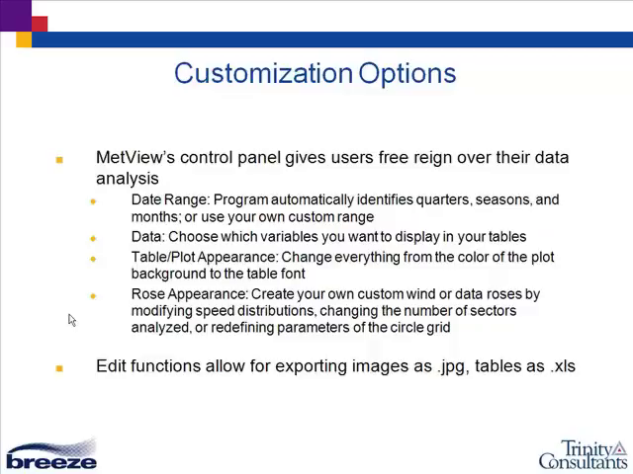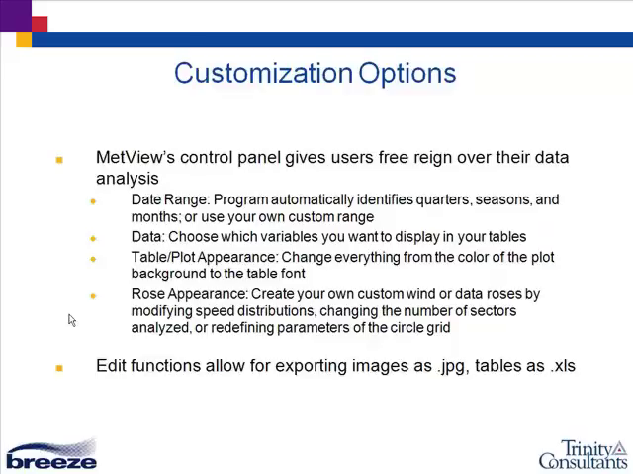There are data functions in the control panel that let users toggle which variables are shown in the tables or which data file they want to view if they have multiple files appended together. The appearance section of each function allows you to change everything from the background color to the font to make each of your images or graphs exactly how you want it to look. Finally, we have the rows appearance functions, which make customizing wind or data rows very easy. You can modify speed distributions, change the number of sectors, redefine parameters of the circle grid, anything you want. It's all there with the click of a mouse.